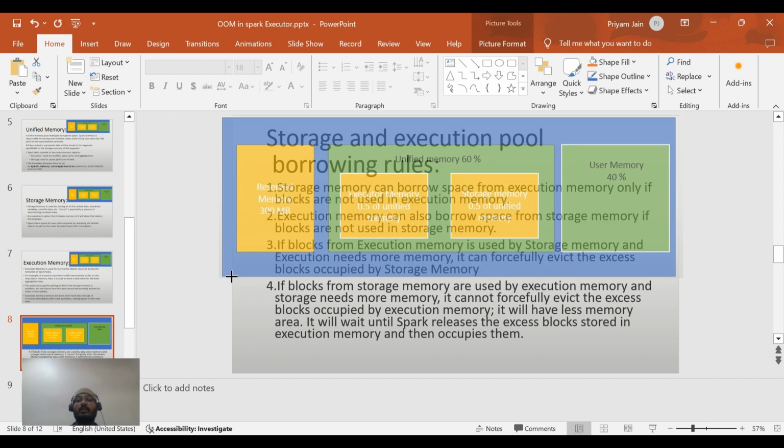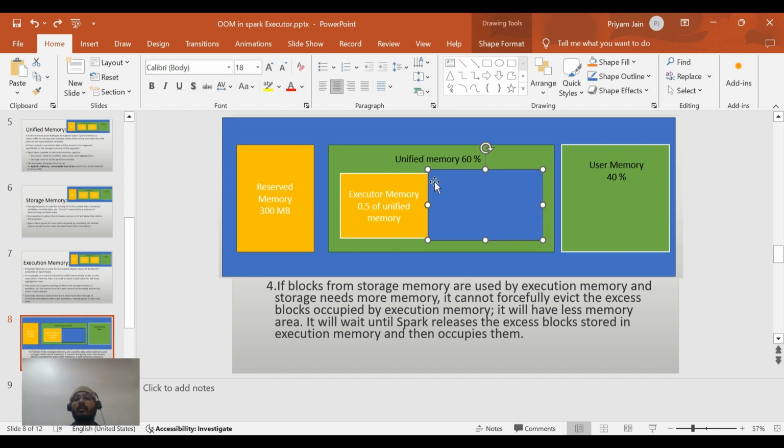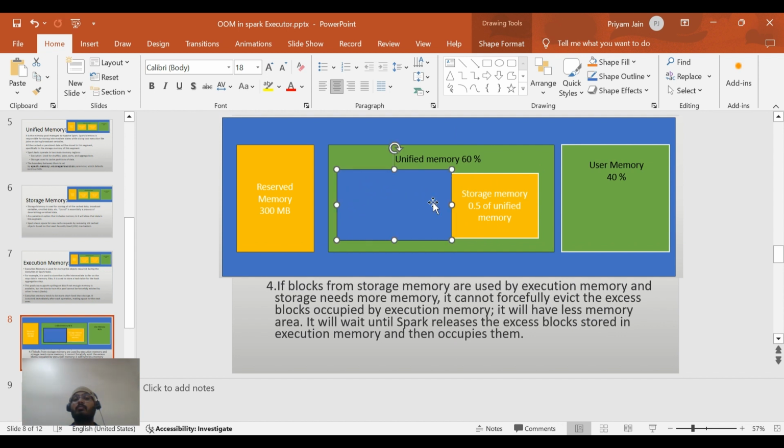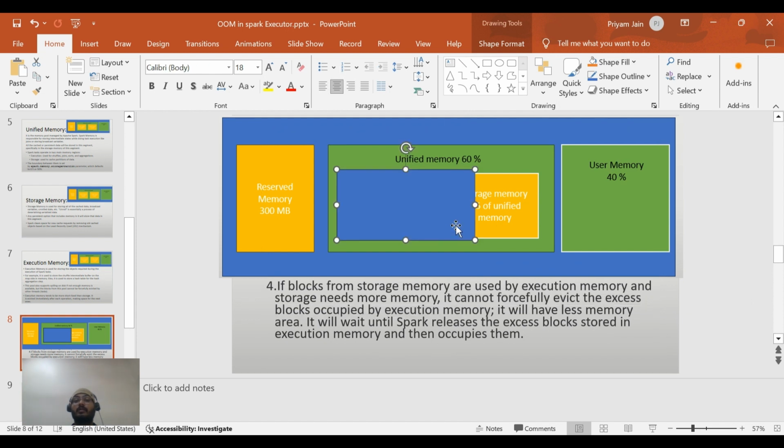And the executor memory will be cleared, right? But vice versa, if blocks from storage memory are used by the execution memory and storage needs more memory, it cannot forcefully evict the excess block. That is, if executor memory has blocked some part of the storage memory, and then we are trying to cache the data, then it cannot evict the execution memory. It cannot forcefully evict the excess block occupied by the execution memory. It will have less memory area, it will wait until Spark releases the excess block stored by execution memory and then occupies them. But execution memory can evict the storage memory, right?